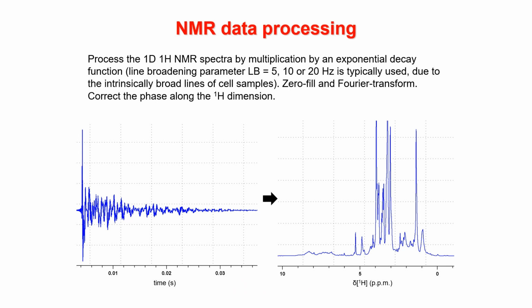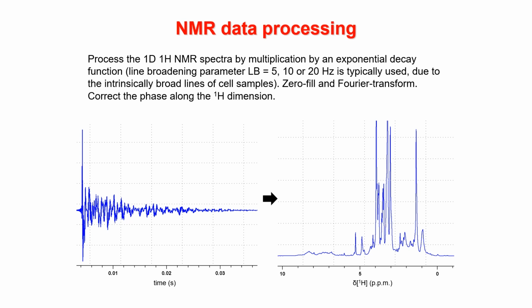Then during acquisition you can process, just to look at how the spectra are coming, and then when they are finished you can do the actual, proper processing. So to process the proton NMR spectra, I usually use an exponential decay function to multiply the FID, and the line broadening parameter can be set at your desired value. I normally use between 5 and 20 Hz. That's because I already have intrinsically broad lines in the proton spectrum, so I can use an even broader function. Then zero fill and Fourier transform like you would normally do to process NMR spectra.